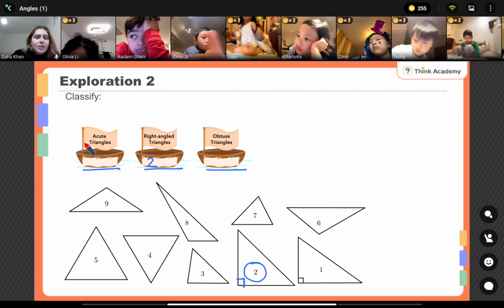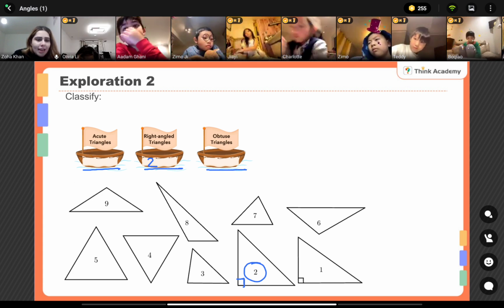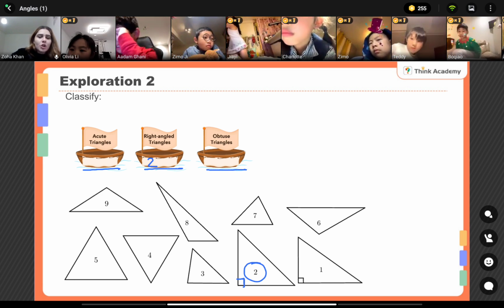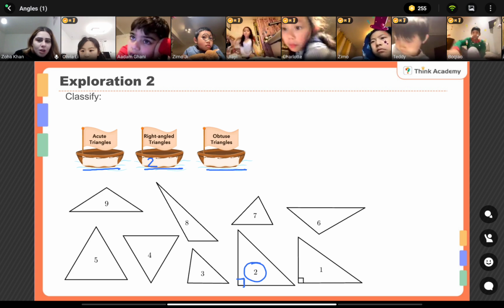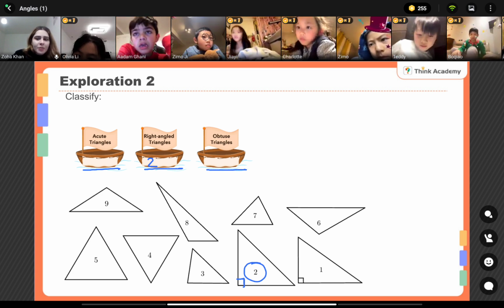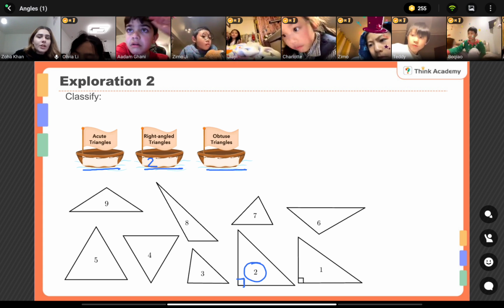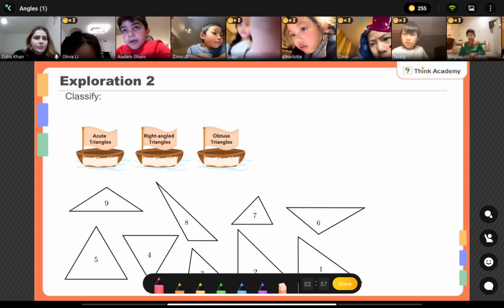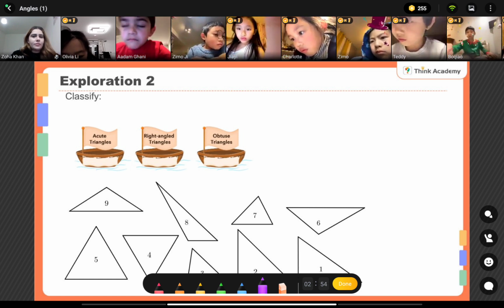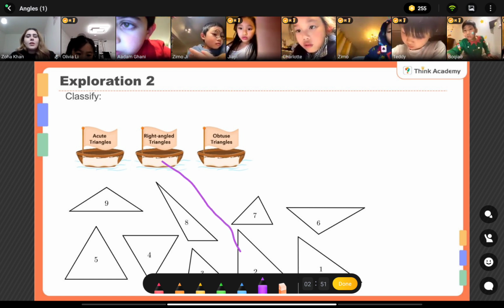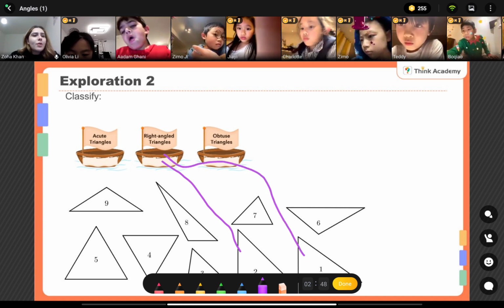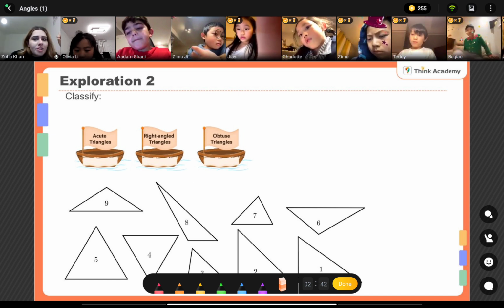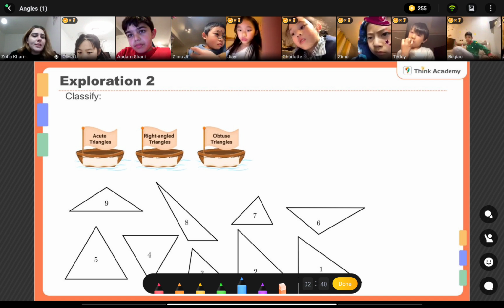Everyone, I would like you to have a go at each of these. Let me know whether they're acute, right angle, or obtuse triangles. There's 9 triangles, so I'm going to give you 3 minutes to do this. You're going to get 45 coins for the right answers, so really take your time. Don't just guess. Don't draw lines, everyone. Just write the letter. For example, 2 goes under right angle triangles because triangle number 2 is a right angle triangle.